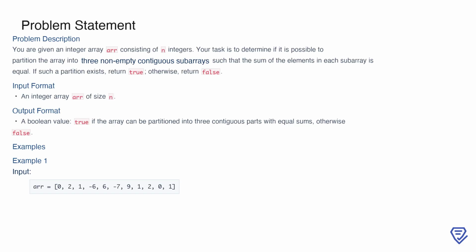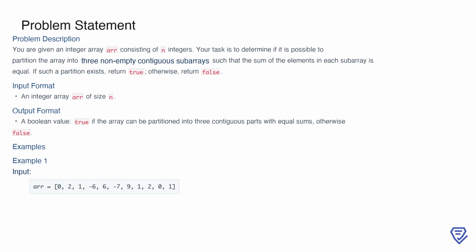The problem requires us to work with an integer array called ARR, which consists of n integers. Our goal is to determine if we can partition this array into three non-empty, contiguous subarrays such that the sum of elements in each of these subarrays is equal. If this is possible, we return true, otherwise, we return false. The input is a single integer array, and the output is a Boolean value.